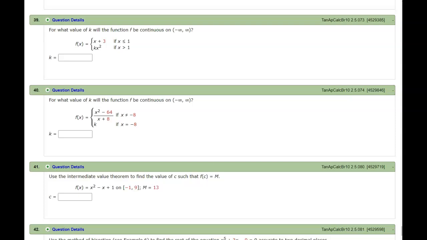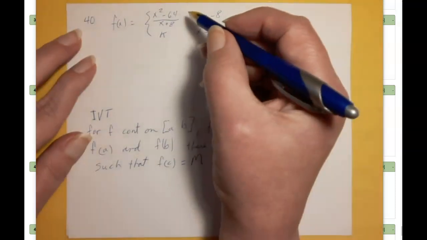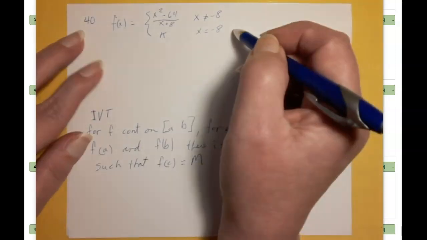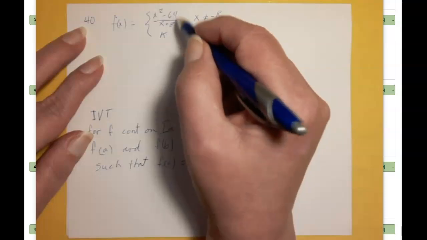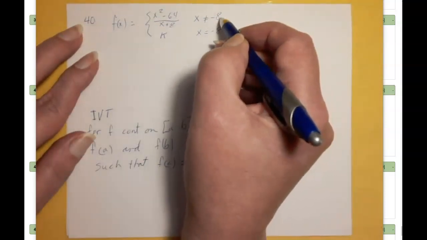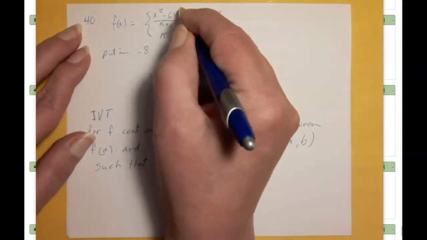For numbers 39 and 40, you're trying to find a k that basically plugs the hole in the function, that causes these two pieces to come together and join, takes away the discontinuity. So I'm going to look at number 40. So if f of x equals x squared minus 64 over x plus 8, where x is not equal to negative 8, and k where x is equal to negative 8, I want these two pieces to match, which means that I want, when I put in -8, the two pieces to match.